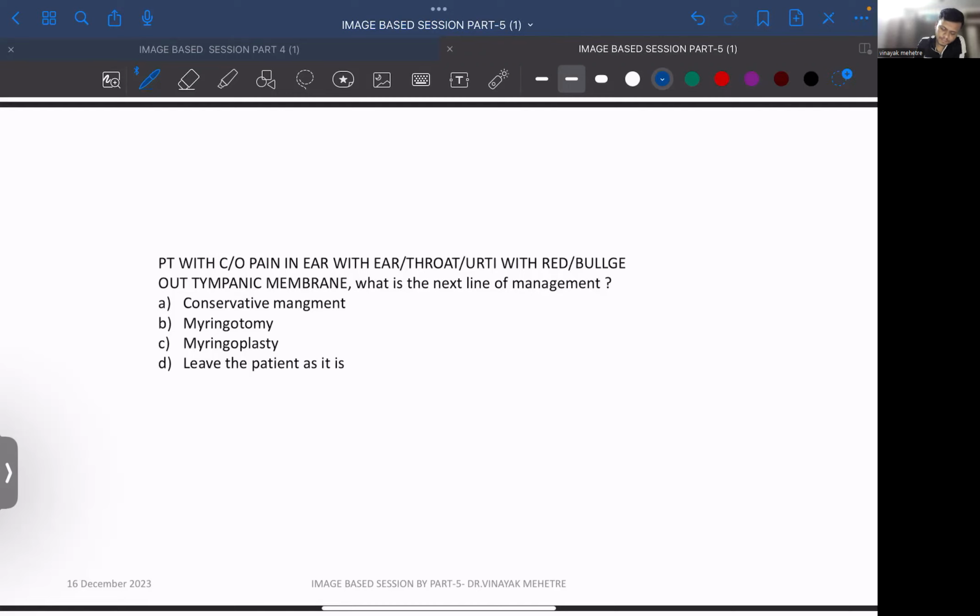Patient with pain in ear, throat and URTI, upper respiratory tract infection. The patient is having a red bulging tympanic membrane. What is this first? The patient came with acute pain in ear, throat and URTI.